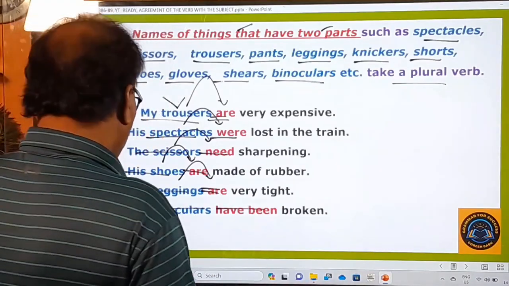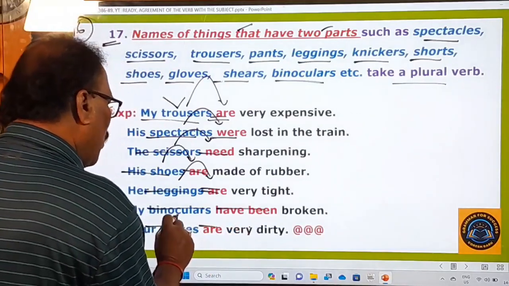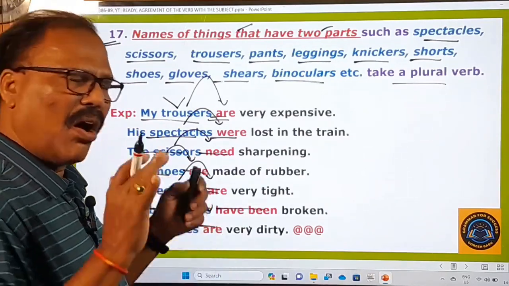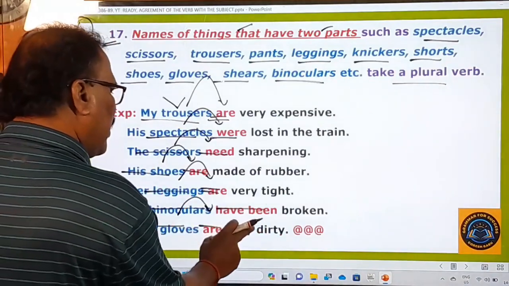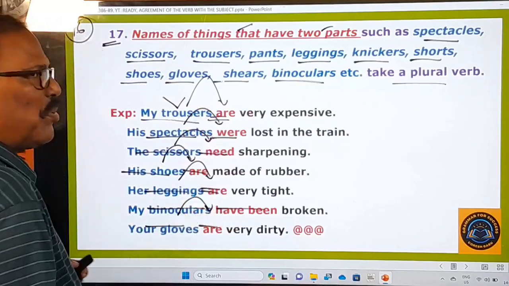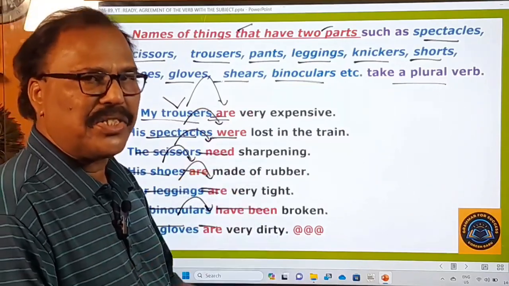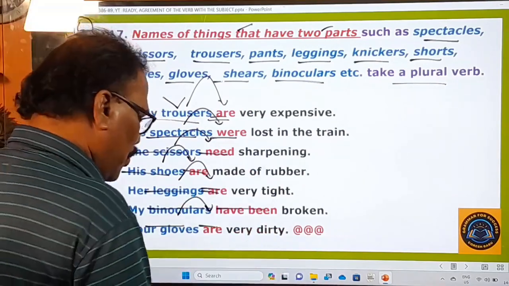One more example: your gloves are very dirty. Gloves is always plural, don't say glove. Glove is not a singular word here, always it is a plural word. Your gloves are very dirty. So these are all plural words, and therefore they take only a plural verb after them. This is a very interesting rule you have to learn. Right, now let's move on to the next rule.